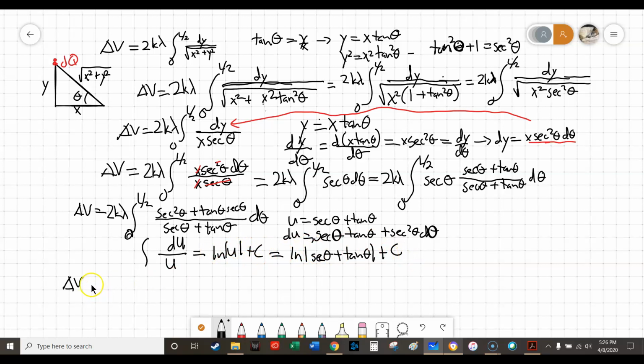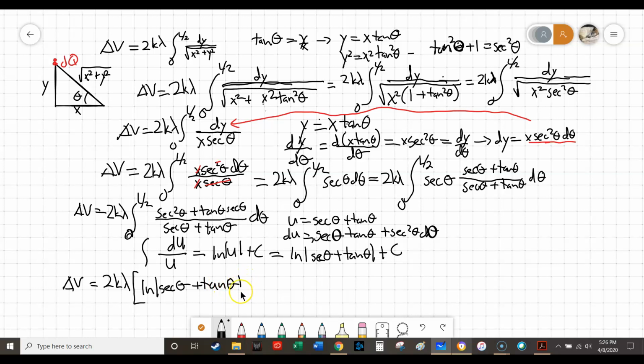Well, let's go ahead and use that. Now what we know is that this is 2k lambda times the natural log of secant of theta plus tangent of theta. Tangent of theta. And we're going to integrate that from 0 to L over 2. Okay?